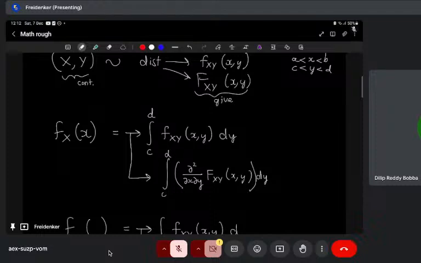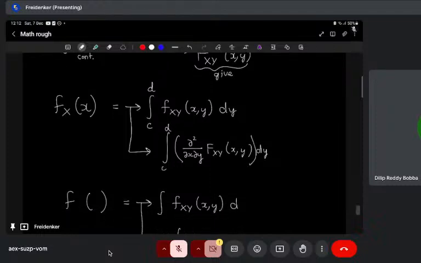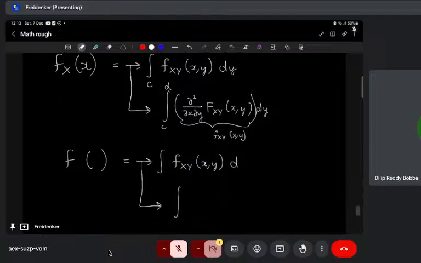So what did we do? We have to differentiate with respect to both x and y. This corresponds to f of x,y. It's the same story, but if PDF is not directly given, if only CDF is given, this is how you find the PDF. Anyways, nice.